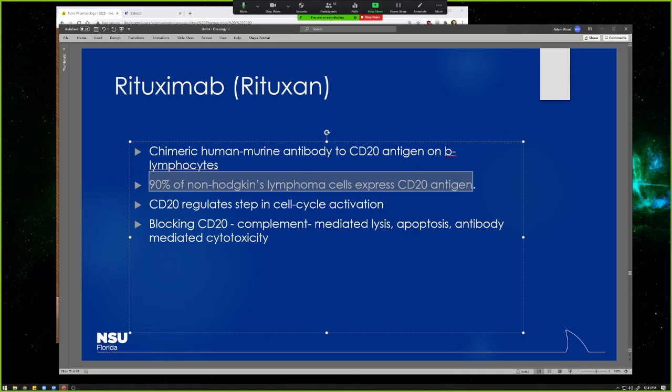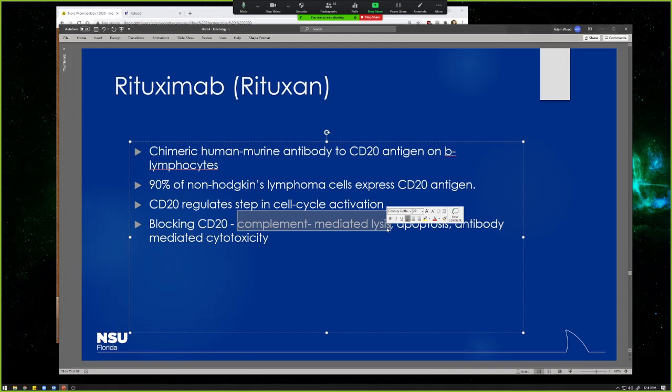And so by binding the CD20 receptor that normally helps with cell cycle activation, you kind of prevent those cells from going into mitosis, so they cannot replicate as quickly. And once it's bound up, then you have that complement mediated lysis that comes along. Remember, your complement system will come in and help to get rid of those cells. So you're helping your own immune system identify the cancer cells to take them out, essentially, which is kind of neat.